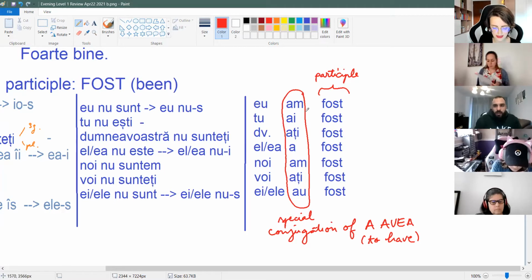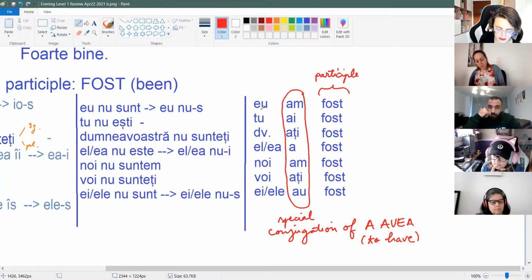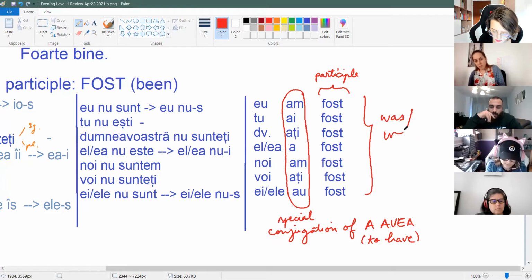So if you know this, and if you know these, you just put them together and you already can use the past tense. So even if the structure is I have been, you have been, and so on, these are translated as was, were. I, you, etc. was or were. Okay.